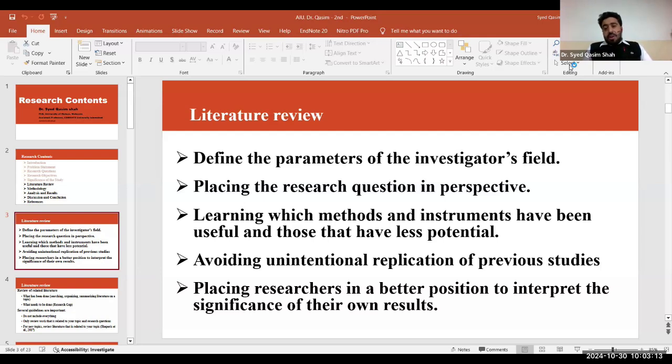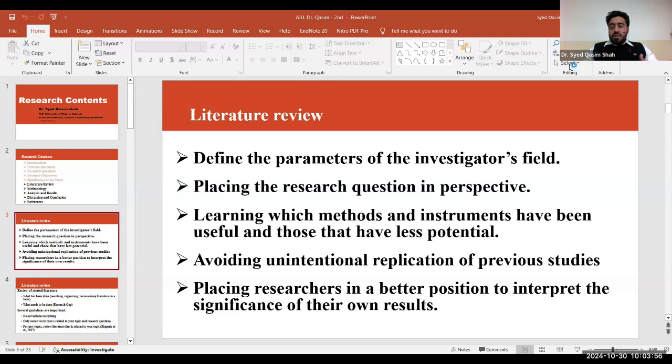The purpose of literature review is also learning which methods and instruments have been useful. People have already done something. If they have conducted different studies, what methods and instruments have they used? Why are these methods and instruments important, and why should we follow them? The literature review guides you about these important methods and instruments. It also tells you which methods and instruments have less potential, so you come to know there is no need to do certain research in a particular field or with a particular instrument that is not that worthy.